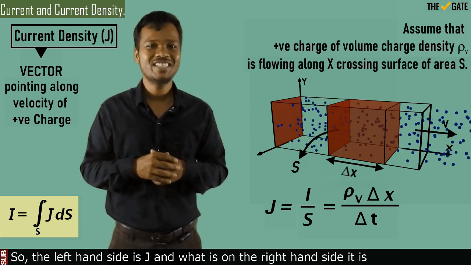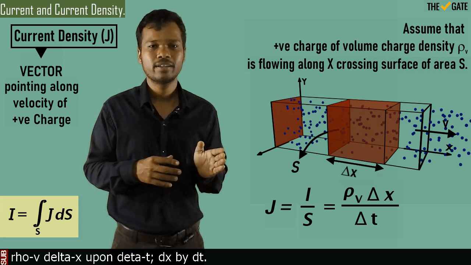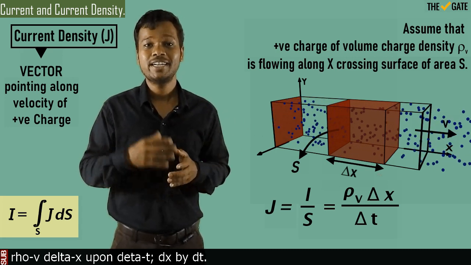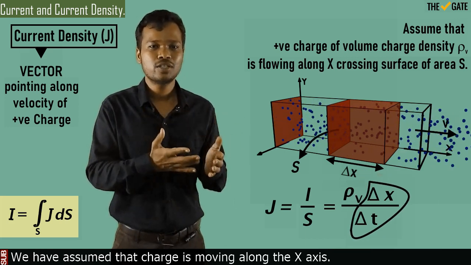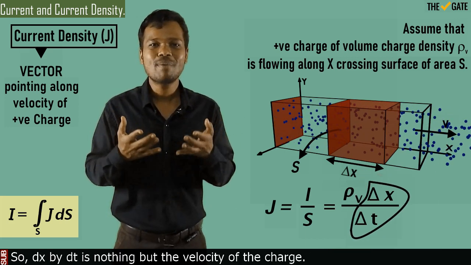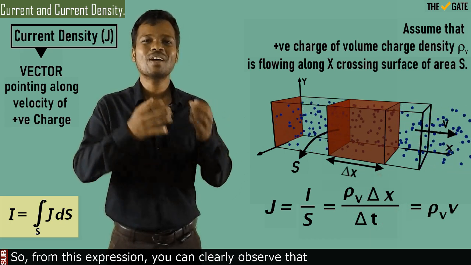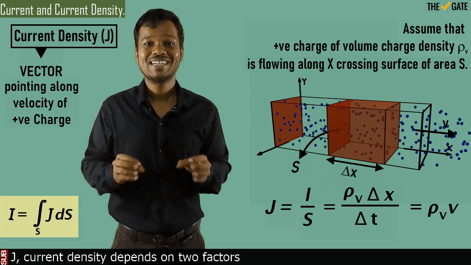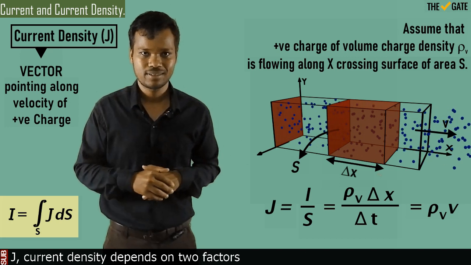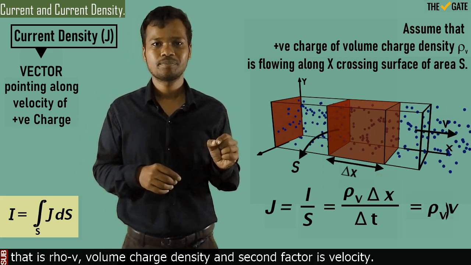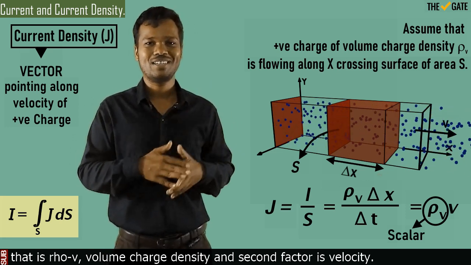So the left hand side is J, and what is on the right hand side? It is rho V, delta x upon delta t, dx by dt. What is dx by dt, my dear? We have assumed that charge is moving along the x-axis, so dx by dt is nothing but the velocity of the charge. So from this expression, you can clearly observe that J, current density, depends on two factors: rho V, the volume charge density, and the second factor is velocity.